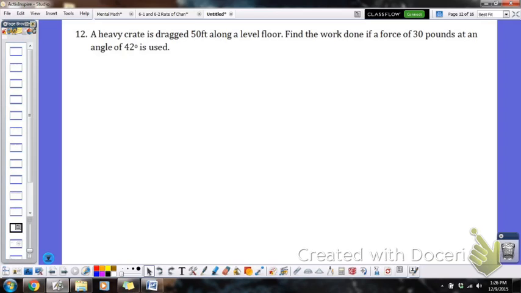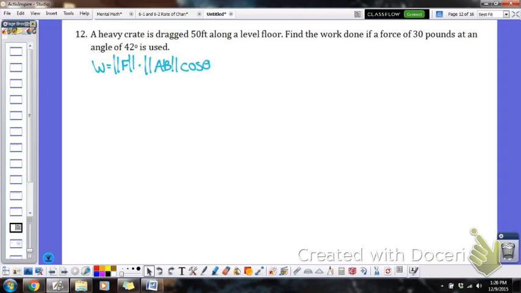Number 12 says a heavy crate is dragged 50 feet along a level floor. We need to find the work done if a force of 30 pounds at an angle of 42 degrees is used. This is a vector problem. This is a problem for one of the last lessons in the chapter. And in that lesson, we found out that the work is equal to the magnitude of the force times the magnitude of AB, so the distance traveled, times the cosine of our angle.